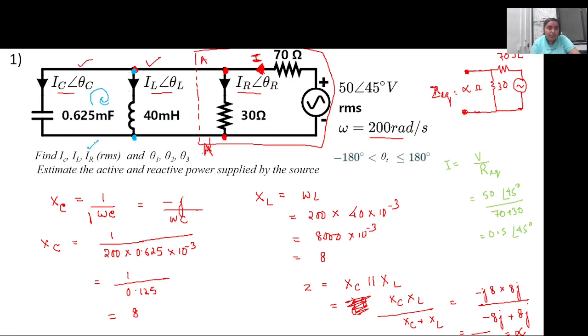So the first part, what is the value of IR? That will be the same as the current which has previously been found, 0.5 angle 45. Exactly. So this particular current is only flowing through this circuit, right? Whatever I value we have calculated will be equal to IR, so the magnitude is 0.5 and the angle theta R is equal to 45 degrees.